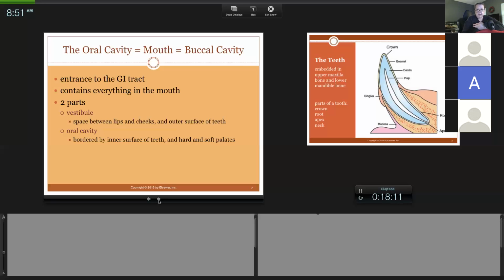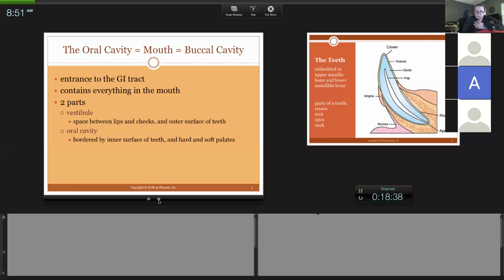So if you think about anything contained between your two cheeks, which is basically your mouth, but I tend to say oral cavity more than I say buccal cavity. The vestibule is considered the spot between the lips and the cheek, and that's the outer surface of your teeth. If we say oral cavity, it's usually what's between the inner surface of your teeth.